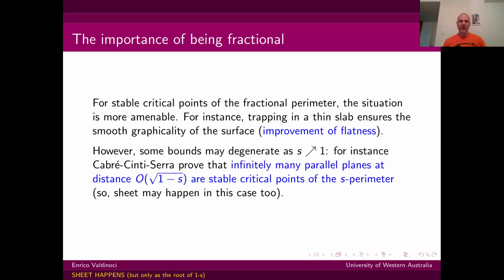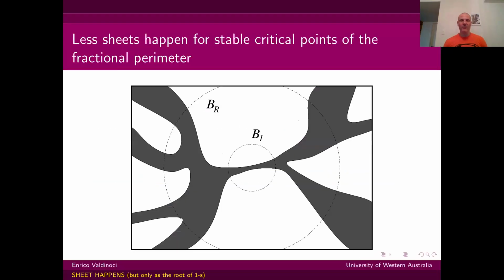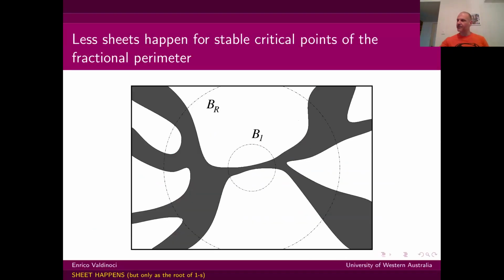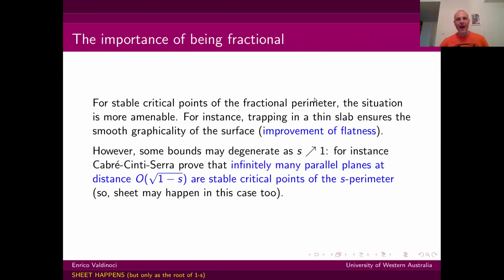So when I say that the non-local world behaves better, of course, we cannot ask too much. The constant appearing here depends on the fractional parameter s, and it degenerates when s goes to 1, which is unavoidable because you cannot expect to rule out arbitrarily thin sheets in the classical case. But you can give bounds on that.